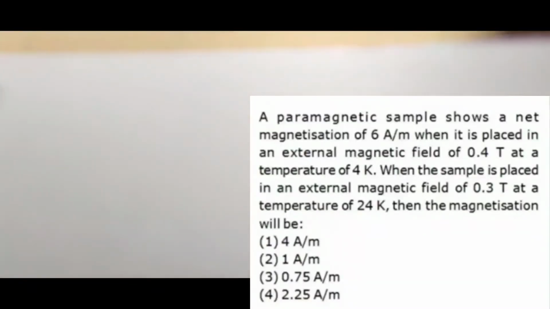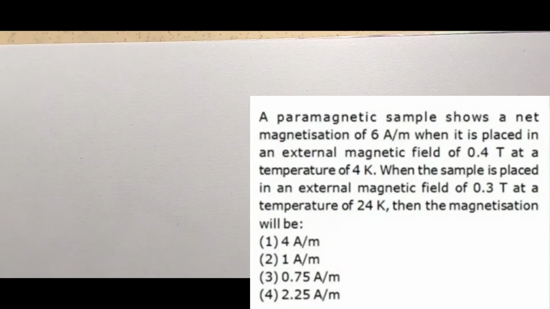Okay, next problem. Let us see the next problem. A paramagnetic sample shows a net magnetization of 6 ampere per meter when it is placed in an external magnetic field of 0.4 Tesla at a temperature of 4 Kelvin. When the sample is placed in an external magnetic field 0.3 Tesla at a temperature 24 Kelvin, then the magnetization will be how much?